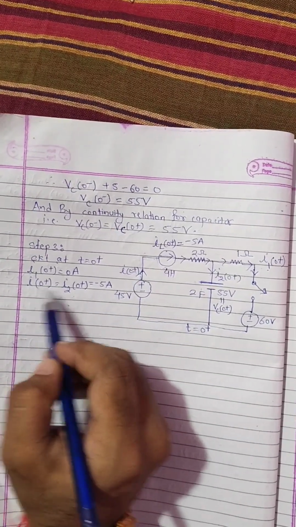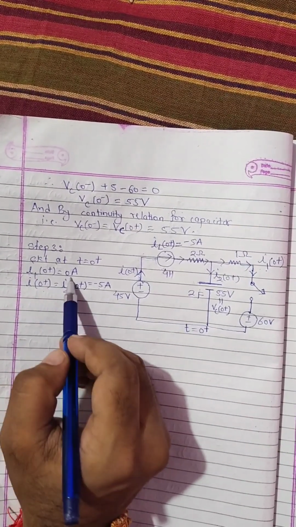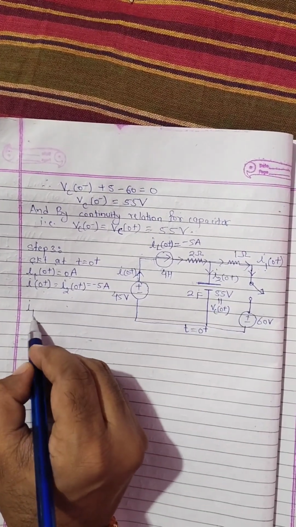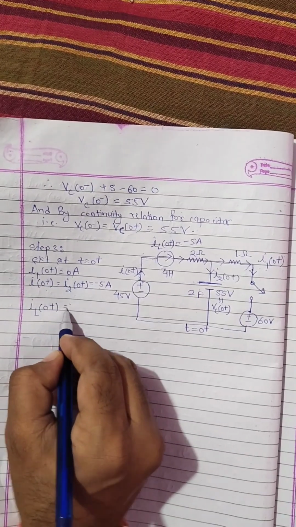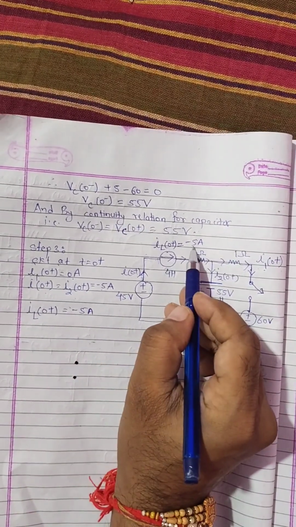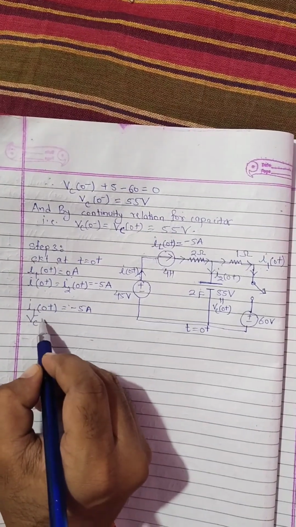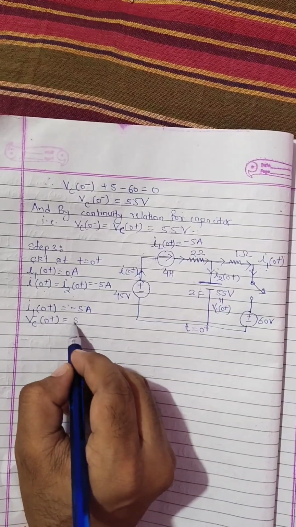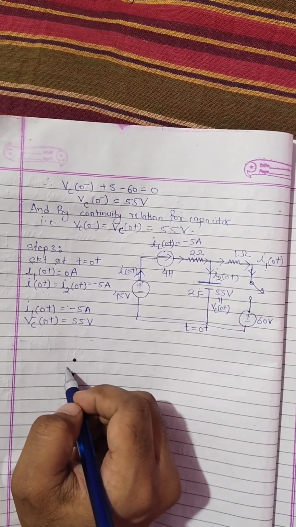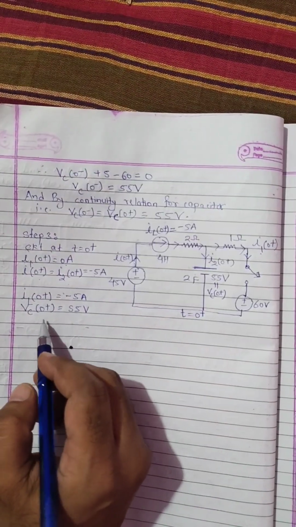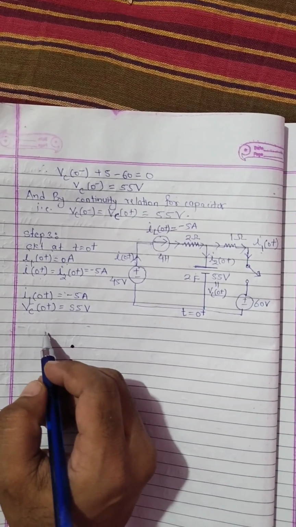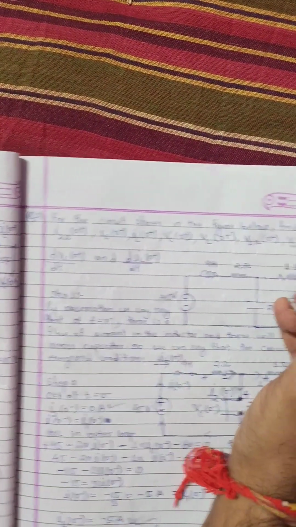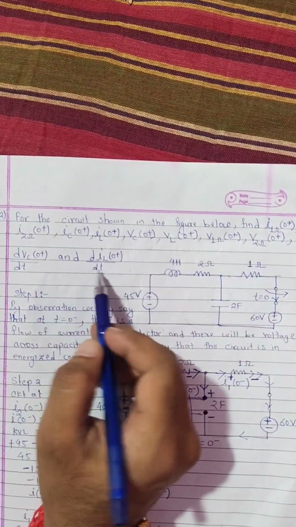So we have calculated the branch currents, that is I0 plus, I20 plus and I10 plus. All of the branch currents have been calculated. Our target is to calculate the current through the inductor, that is IL0 plus equals minus 5 ampere, which is given here. Similarly, the capacitor voltage VC0 plus equals 55 volt, which is given in the circuit. We have completed step 1, step 2 and step 3. Now we will calculate whatever the question has asked.